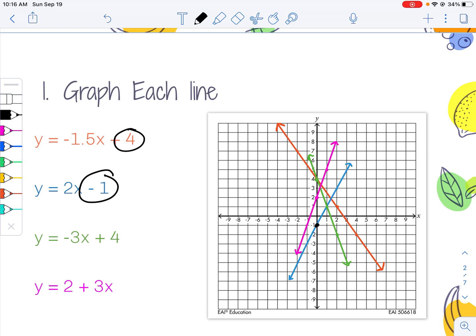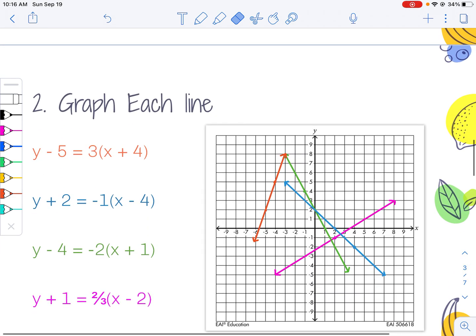Repeat that same process with your green and pink lines. Noticing in this one, they flipped what we normally write. Normally we have mx plus b. They were kind of sneaky. They wrote it as b plus mx. Still the same process. Your slope is 3, your intercept is 2.